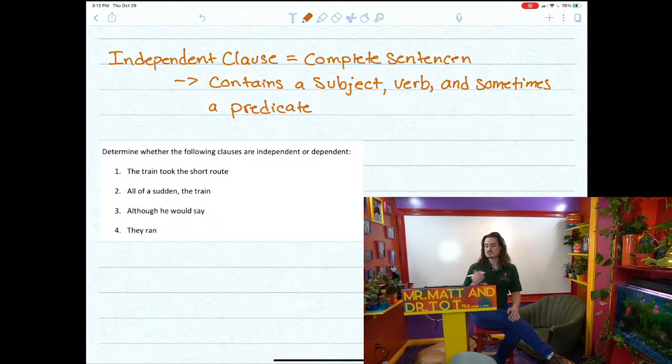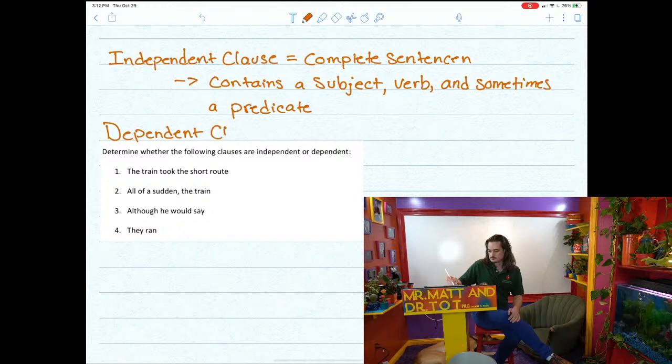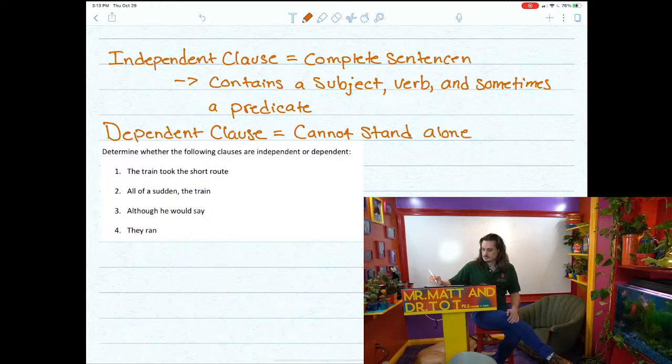A dependent clause is going to be lacking either a subject or a verb, and it is not a complete sentence. Instead of incomplete sentence, I'm going to say it cannot stand on its own. And it lacks either a subject or a verb.